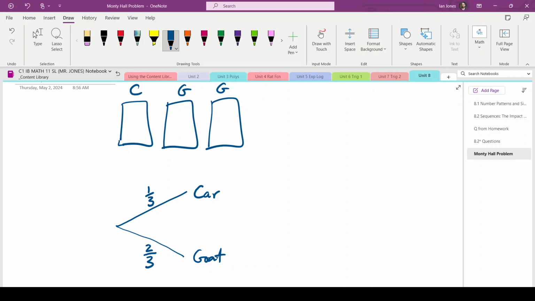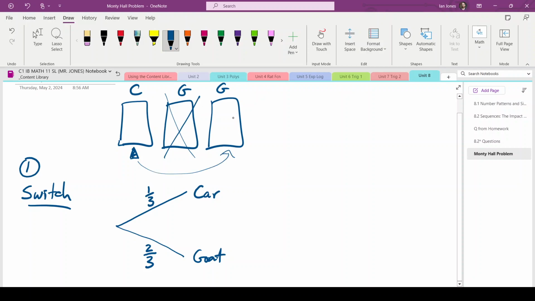Now, let's follow through what happens. Let's suppose that we switch. That's the first case. And then secondly, I'll go through what happens if we don't switch. If we select the car, Monty shows us one of these, and then we switch, we are guaranteed to get a goat. It's 100% guaranteed.